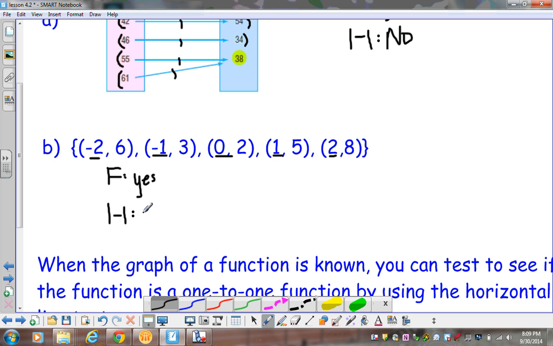So now that it's a function, let's determine if it's one-to-one. Let's look at my y values. I got 6, 3, 2, 5, and 8. None of those repeat. Therefore, yes, it's a function, and yes, it is one-to-one. That's just a set of ordered pairs. Those are probably the easiest to identify.